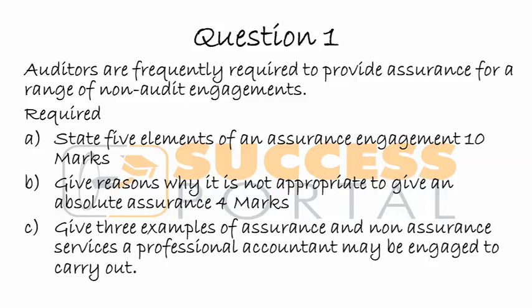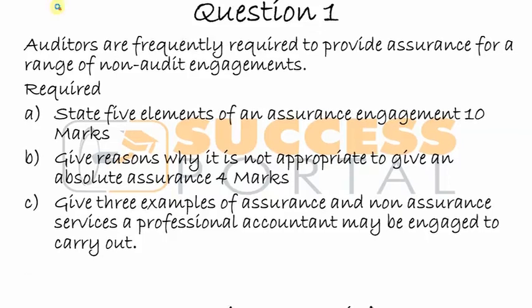So the question reads, auditors are frequently required to provide assurance for a range of non-audit engagements. So the requirements: state 5 elements of an assurance engagement, 10 marks. Give reasons why it is not appropriate to give an absolute assurance, 4 marks. Give 3 examples of assurance and non-assurance services as professional accountants may be engaged to carry out. So 3 of each, right?